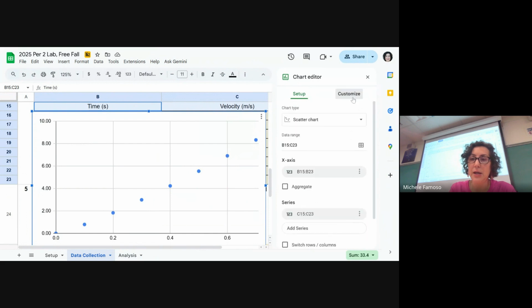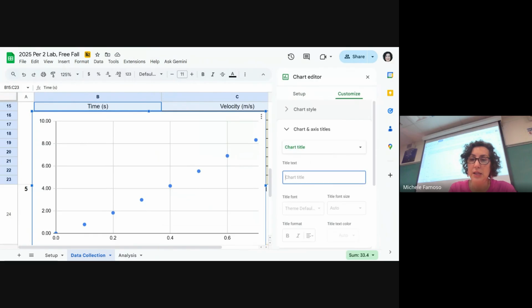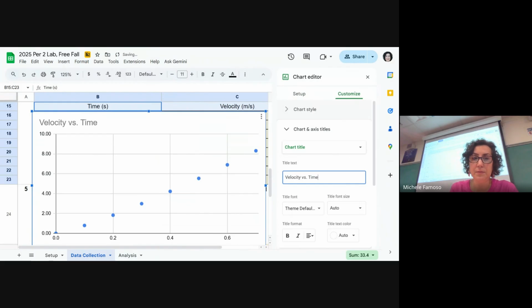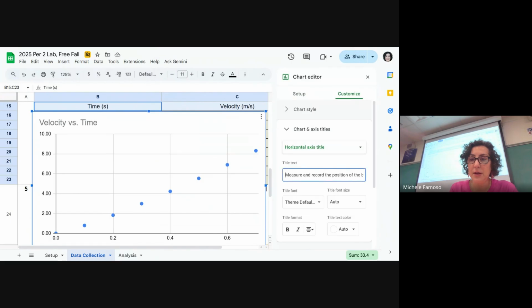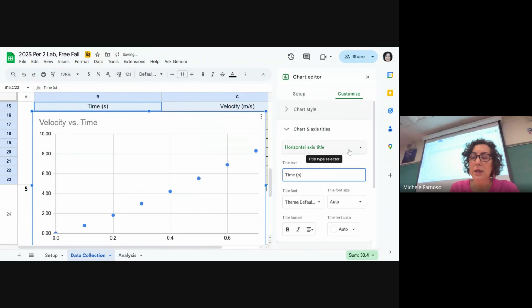Then I'm going to customize it with my chart and axis titles. I'm going to start with the chart title. This is a velocity versus time graph. Then I'm going to add my horizontal axis, which should be time in seconds. Then I'm going to add my vertical axis title, which should be velocity in meters per second.